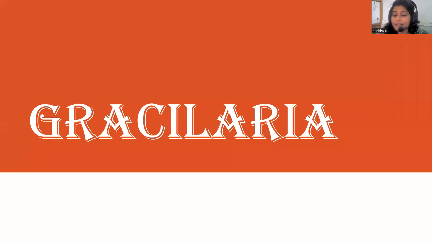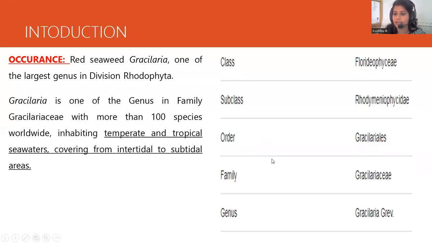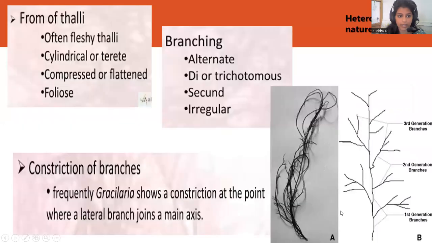Welcome back. In today's class, we are going to learn about a particular type of red algae which is called Gracilaria. This is generally observed as the seaweed seen in the tropical and temperate regions. It is a free-living organism in a few species, but most of the time they are attached to a substrate. This is the systematic classification of Gracilaria.